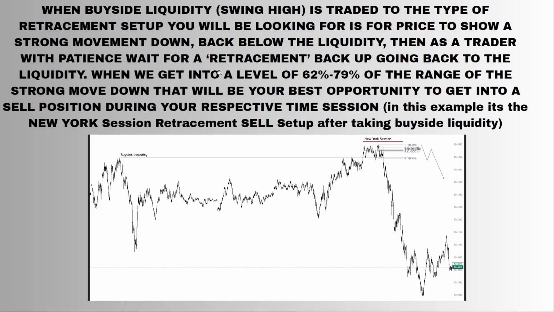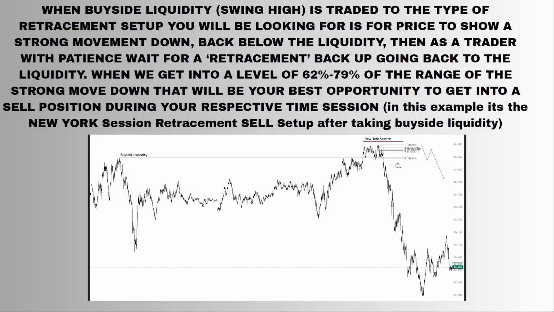When we get into a level of 62% to 79% of the range of the strong move, which would be from this high to this low, we're trading back up, getting into the 62 to 79% retracement of that range. That will be your best opportunity to get into a sell position during your respective time session. In this example, it's the New York session retracement sell setup after taking buy side liquidity.